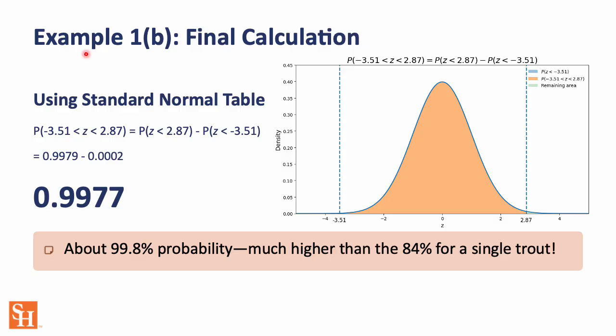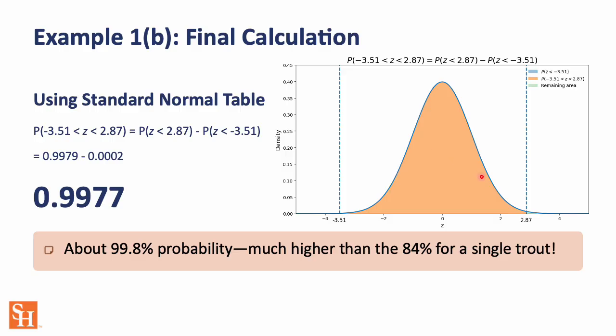So in the previous slide we have already seen how we got the Z score values, right? This is the lower Z score value, and this is the upper Z score value. And now we are interested to know the probability, what would be the probability that the Z score will be in between negative 3.51 and 2.87, right? And we have already discussed how we can find this probability. So here basically we need to find the area in between negative 3.51 and 2.87, right, from the standard normal distribution.